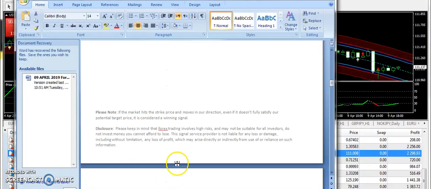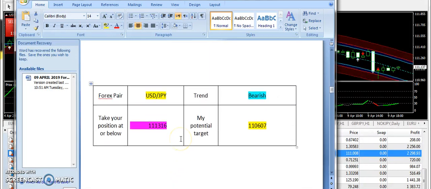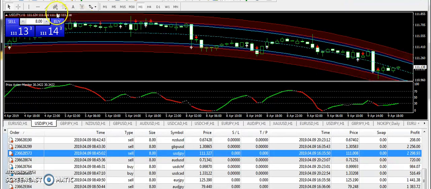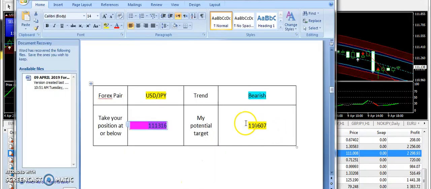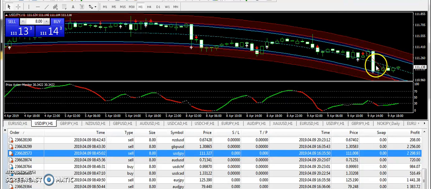Okay, now let's talk about USDJPY. I'm going to take you towards the report. A bearish trend was supplied to the subscribers in the morning from 111.316, and you can see guys, we have a drop on USDJPY, and it has made the negative pattern. If it continues the negative pattern like this, then we are not very much far from 110.607. It can go up to that area. So overall I am bearish on USDJPY.